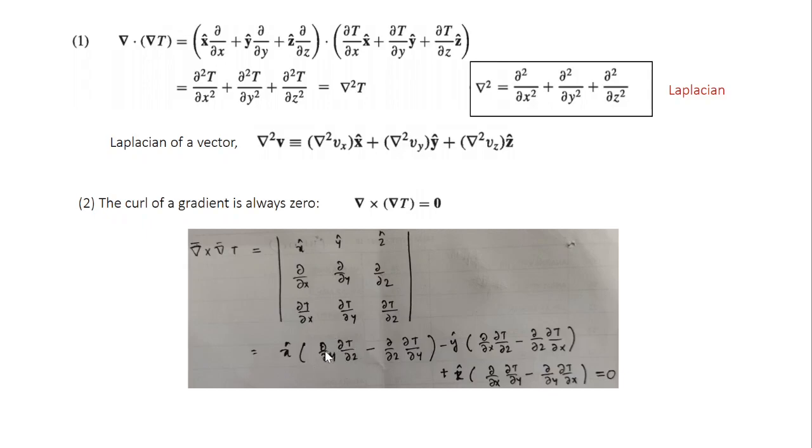Now the first term here is dou square T divided by dou y dou z, and the second term is dou square T divided by dou z dou y. Now as long as the T is continuous, you can interchange the derivatives. So in effect, the first term is exactly same as the second term. So these two cancel. Similarly, all these components, they get cancelled and you get a 0. So this is a very important result. Curl of gradient is always 0.